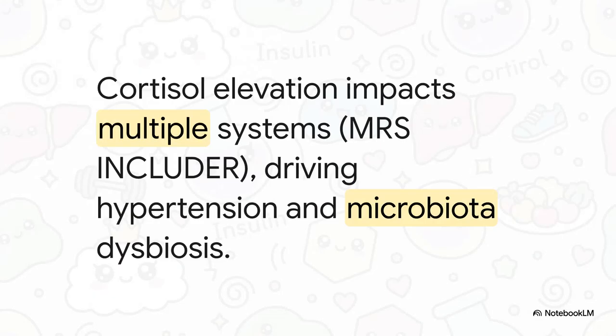When we integrate all of this into the 11 organ systems, remember our trusty acronym MRS includer, we can clearly see that HPA axis disruption has vast systemic effects, well beyond the endocrine and muscular systems we've talked about. Chronic cortisol elevation severely impacts the cardiovascular system by driving hypertension. It also affects the nervous system by altering mood and cognition. And remarkably, it even impacts the digestive system by driving gut microbiome dysbiosis, which just further promotes systemic inflammation.